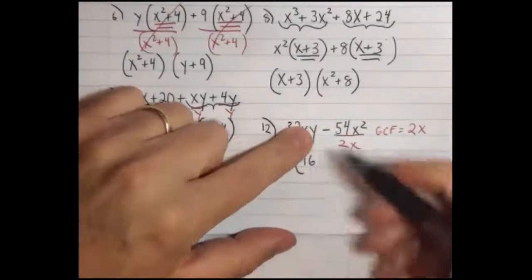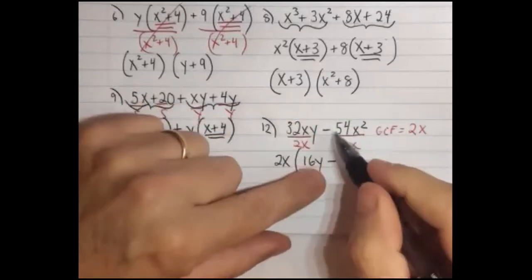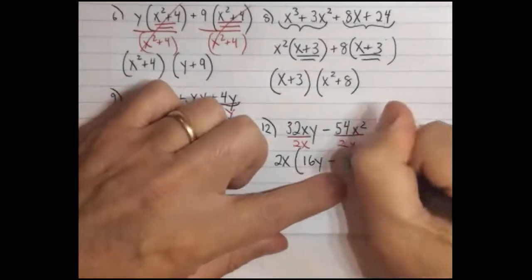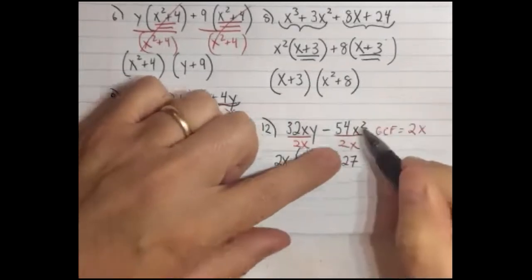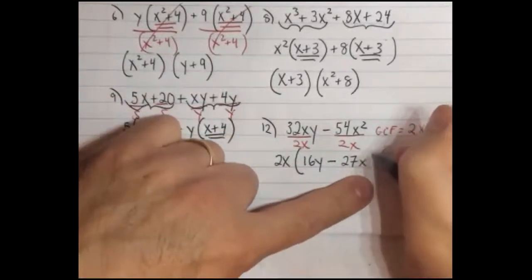The x's would cancel out, and I'd be left with y. There's a minus sign there, so I keep that minus sign. 54 divided by 2 would give me 27. There were 2 x's, I'm taking 1 out, and that leaves me with 1x.